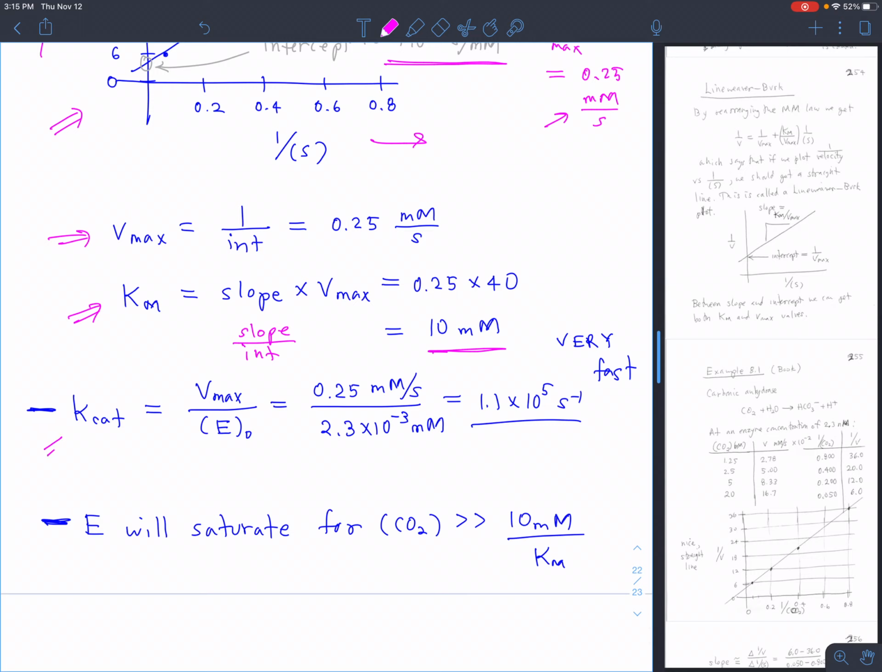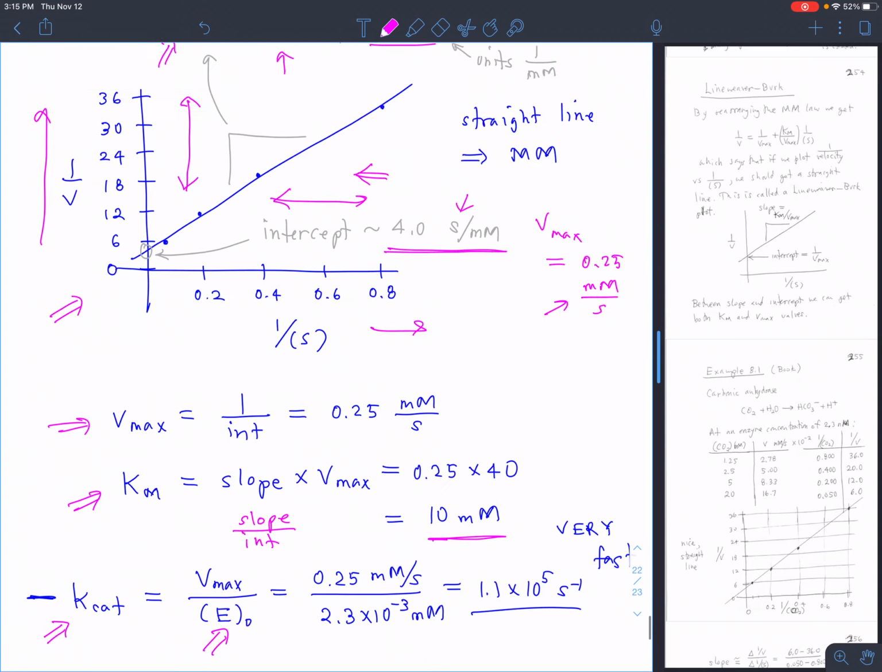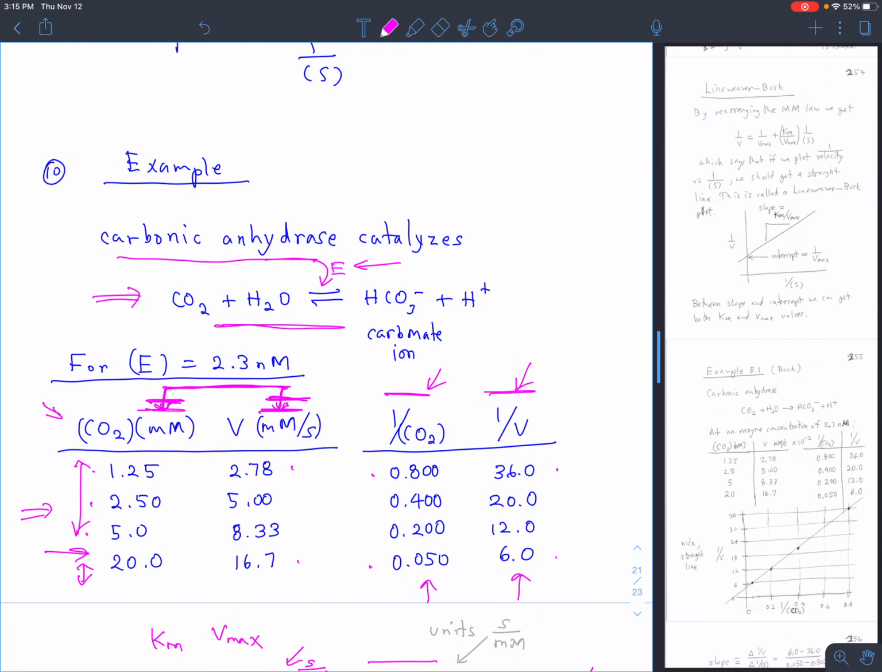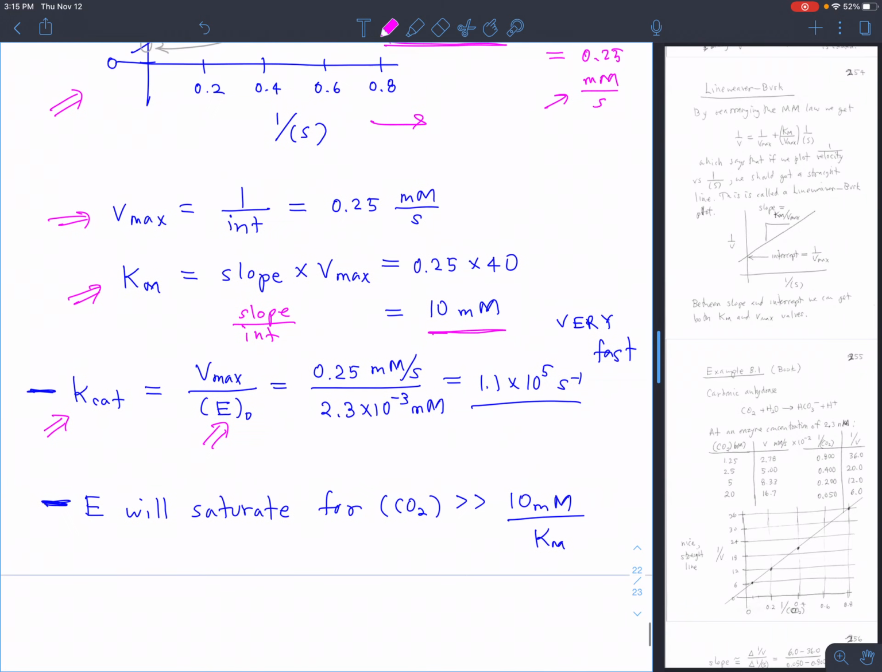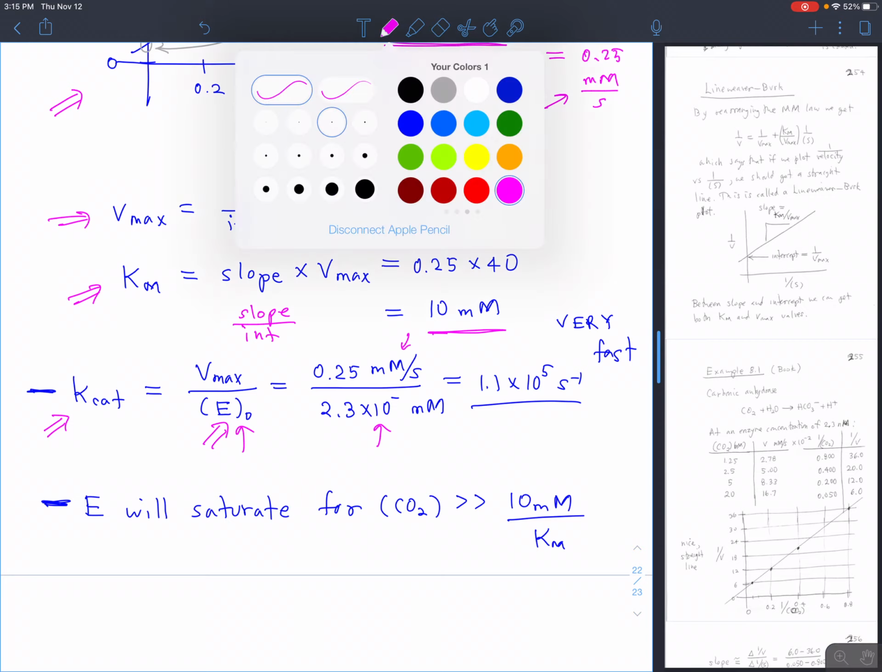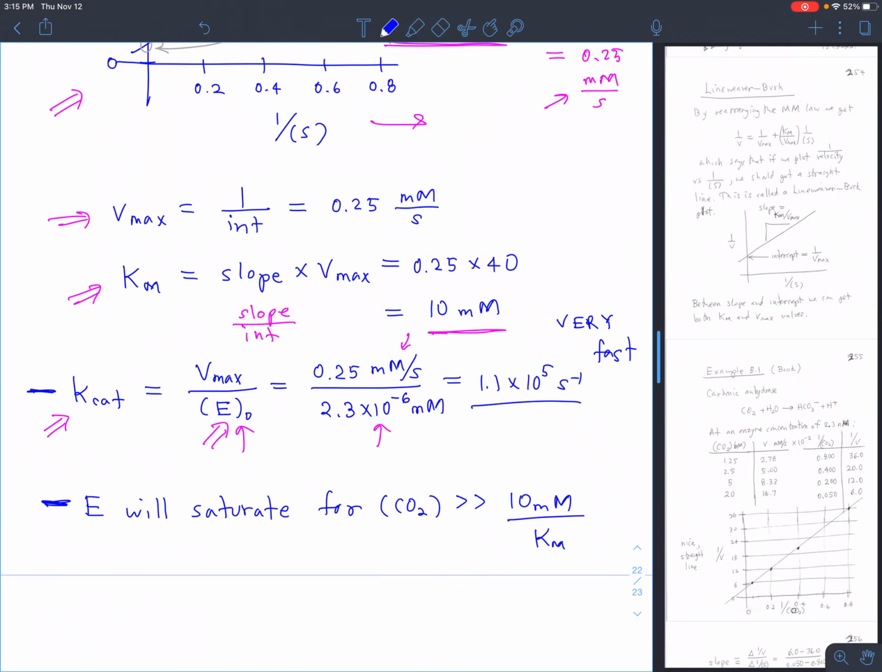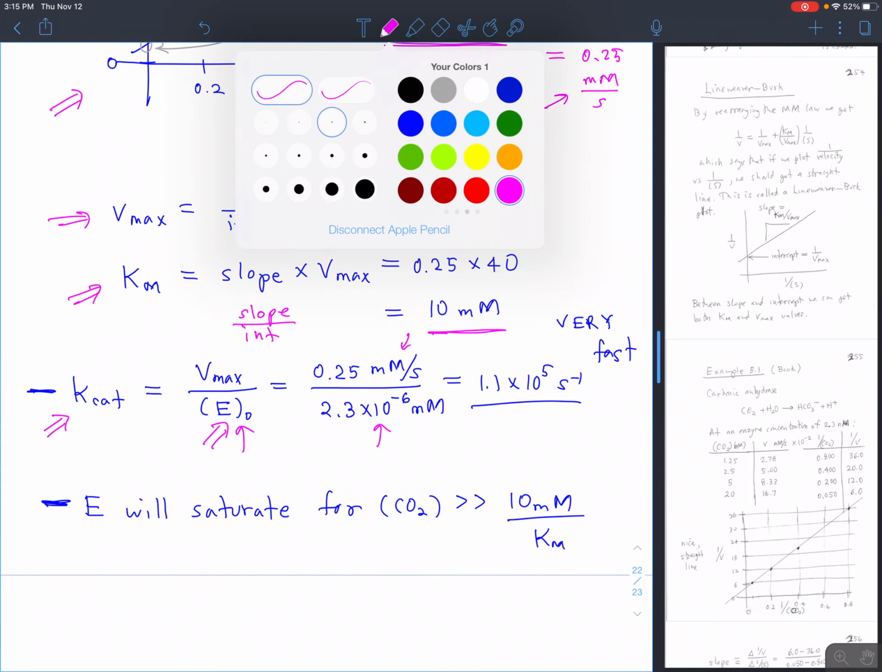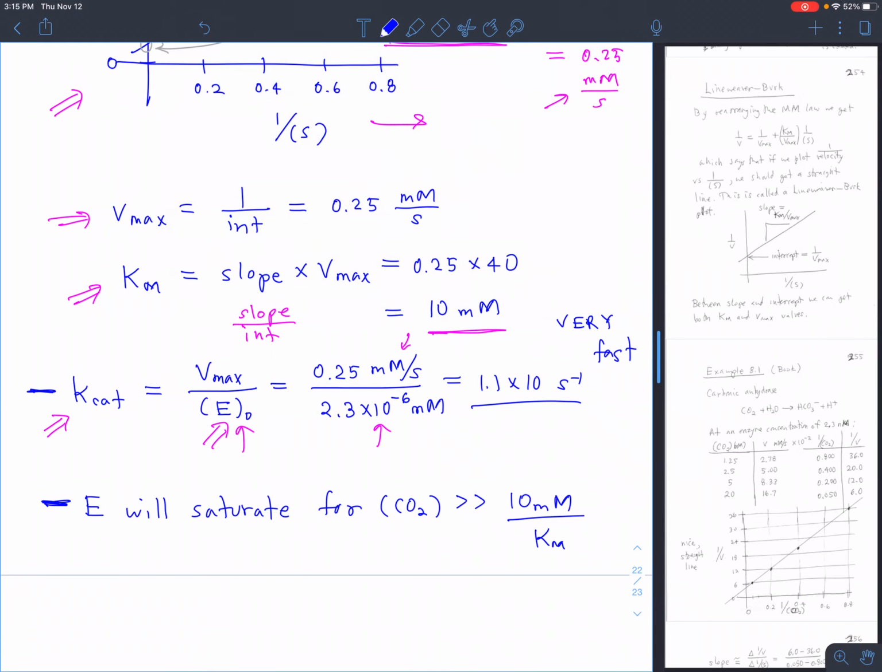And then we can calculate kcat if we know how much enzyme we put in. And it did say that somewhere. Yes, here it is, 2.3 nanomolar. So taking the Vmax in millimolar per second and changing this nanomolar to millimolar, you know what? That's wrong. That should be 10 to the minus 6 there, millimolar, because it was nanomolar, which means this should be 1.1 times 10 to the plus 5. I think that was right.